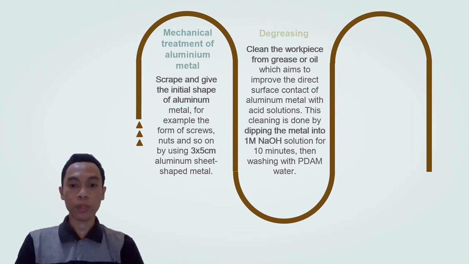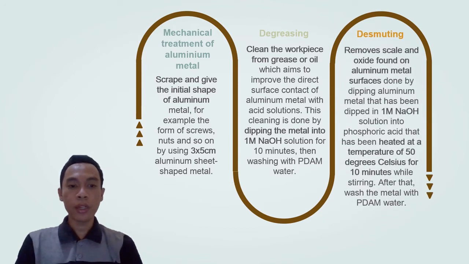The next step is the smoothing. After the aluminium is dipped in the sodium hydroxide, the aluminium metal is dipped again in the phosphoric acid solution, which has been heated to a temperature of 50 degrees Celsius, for 10 minutes.